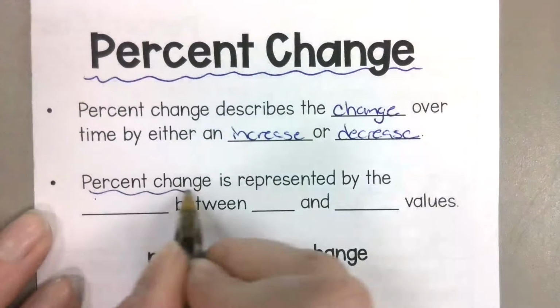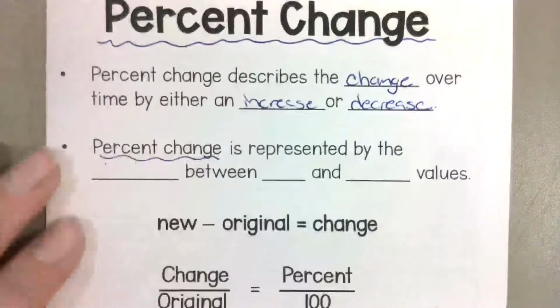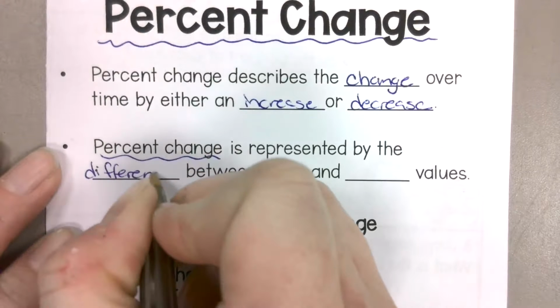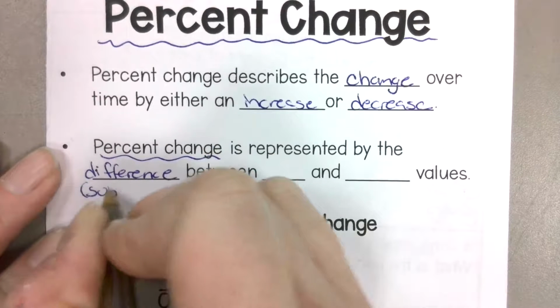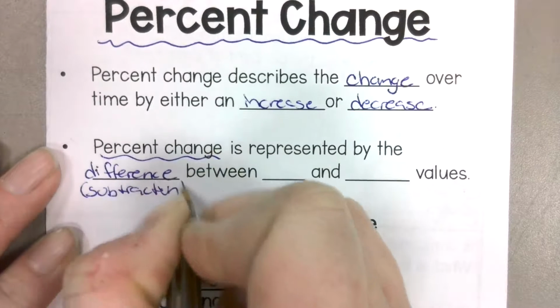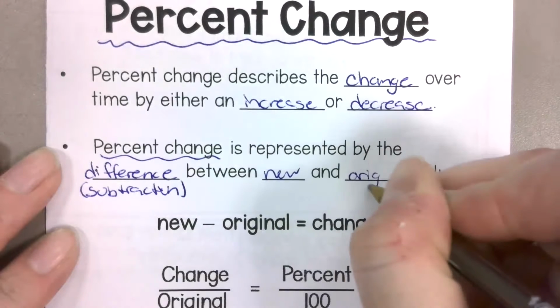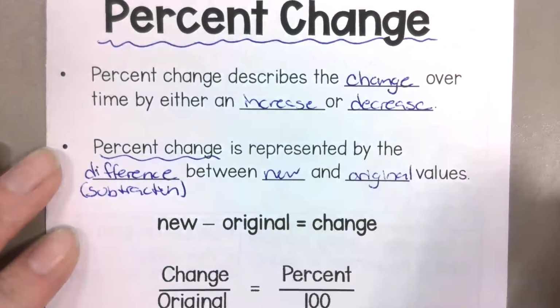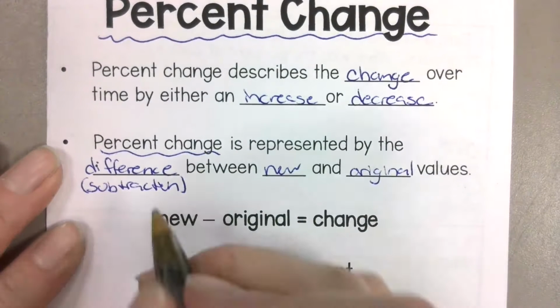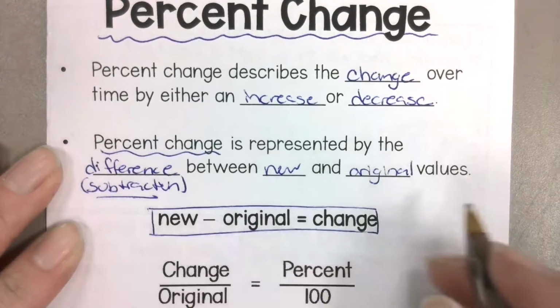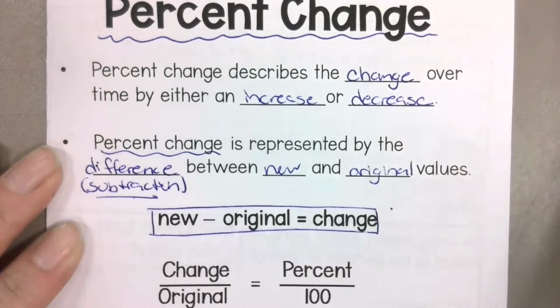The percent change is represented by the difference, which is subtraction, between the new and the original amount. And again, when we say subtraction and difference, we mean it literally. Subtract the two values to give you the change.